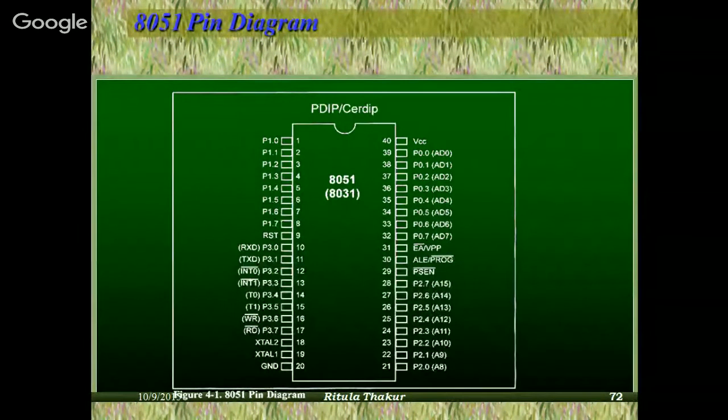Now, before doing that, I will tell you one concept. As we have seen, there are a total of 4 ports: port 0, port 1, port 2 and port 3. Port 0 is the only port in the microcontroller which is an open drain. What is the meaning of open drain? It does not have internal pull-up resistors. All the other ports, port 1, port 2 and port 3, have internal pull-up resistors which connect them to VCC.